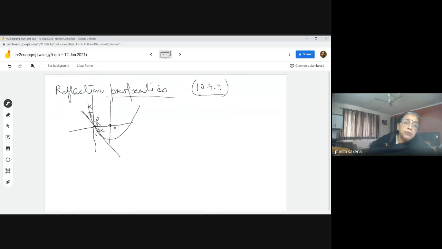Maybe I'm not able to show it because I have not placed the focus properly, but if you do it in a proper parabola, you will realize it. Similarly, if you change the point, this property always remains the same. And it is this reflection property of the parabola which is used in optics, or even have you seen the satellites?